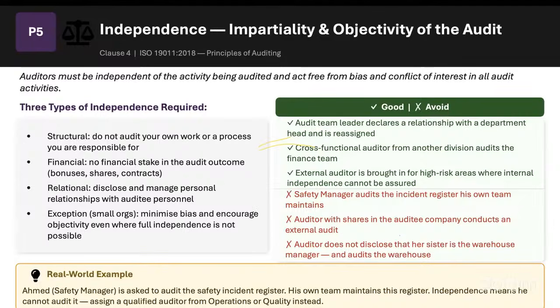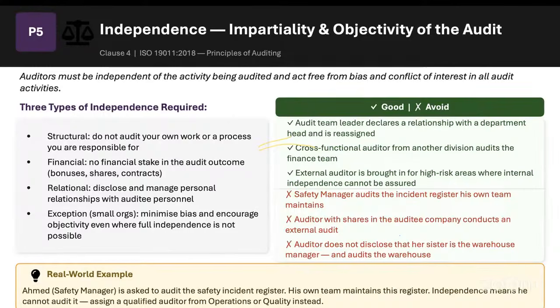Do not audit your own work or a process you are responsible for. You are responsible for approving payments in the organization, and you want to audit the process. You are the one still auditing payments. If something happens, are you going to report it? Will you report yourself?